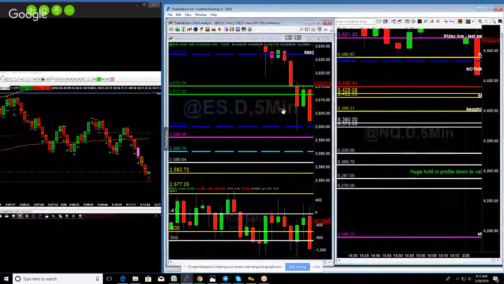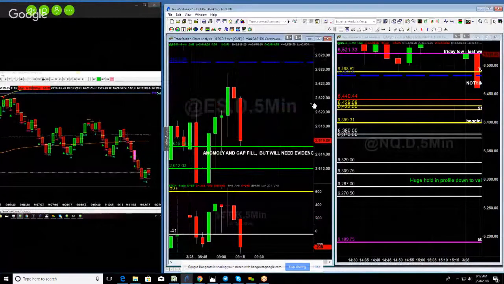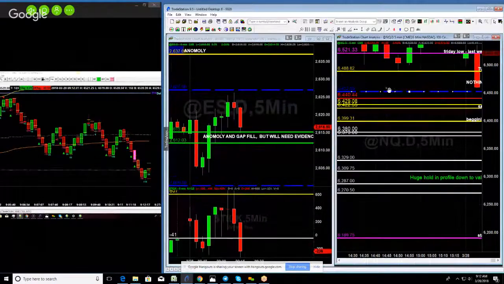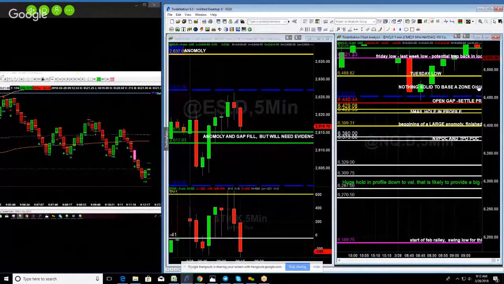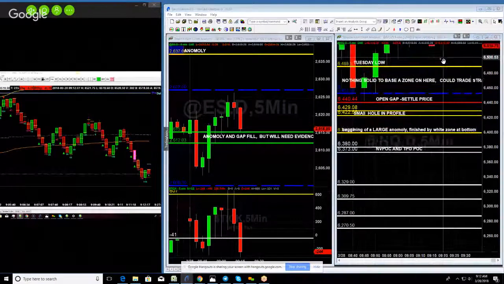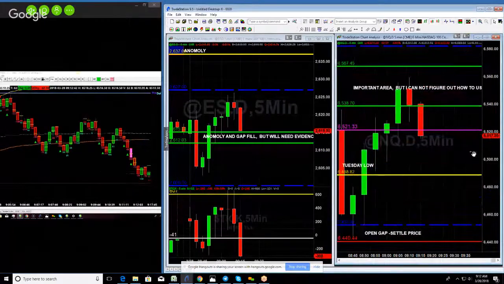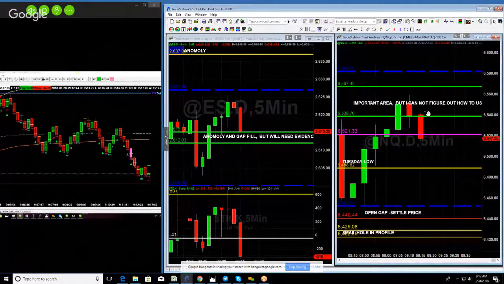Okay, there we go. I just moved freaking Globex low. Can someone shoot me Globex low on NQ? I just moved it. Apologies. Accidentally.